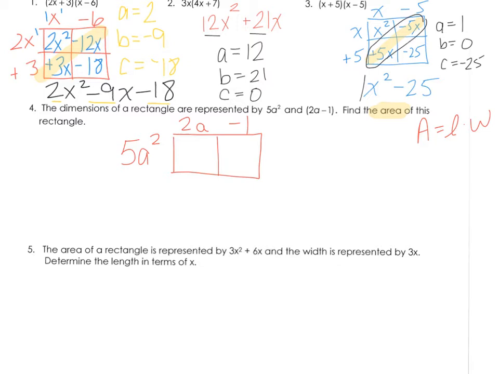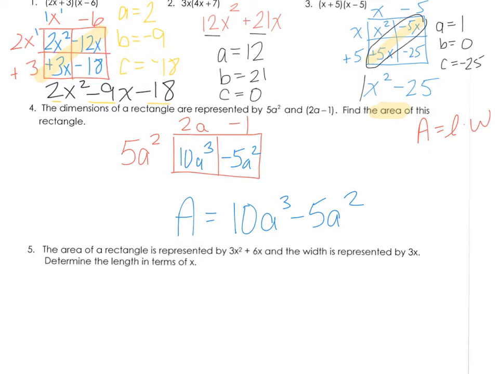Here we go. This is what I mean by a one-story box, okay? 5 times 2 is 10, and this is going to be an a cubed when I add exponents. 5 times -1 is -5, and I have an a squared. So my area would be represented as 10a cubed minus 5a squared. That's what I get when I multiply the length and the width together.